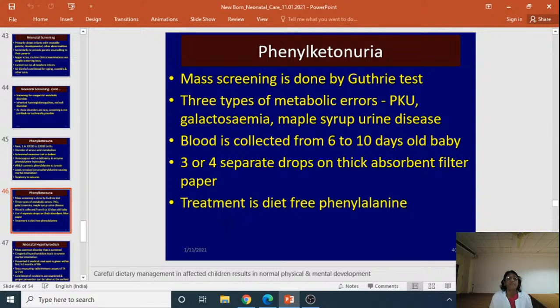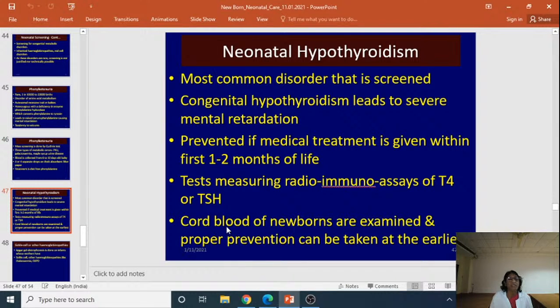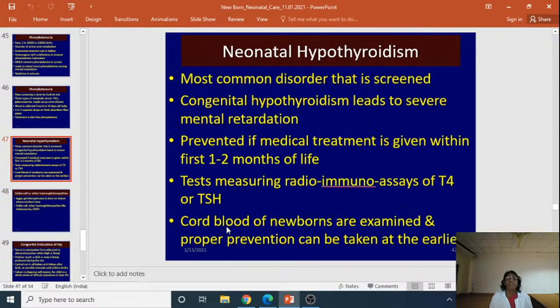Then about phenylketonuria I have covered. Then this is very important, neonatal hypothyroidism. We usually check for congenital hypothyroidism because it leads to severe mental retardation. That's why we do it, and it is usually done by radioimmunoassay of T4 or TSH.